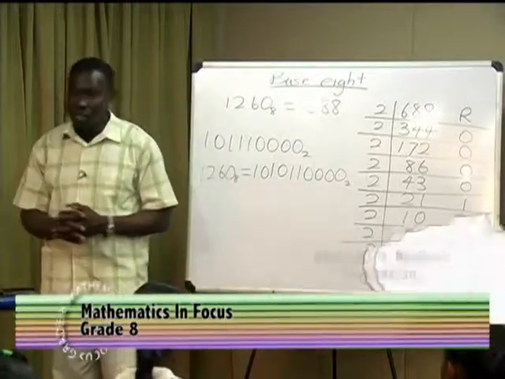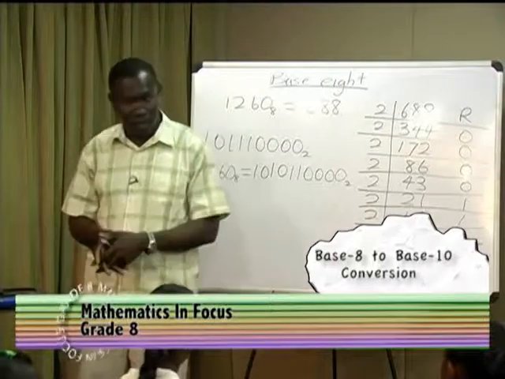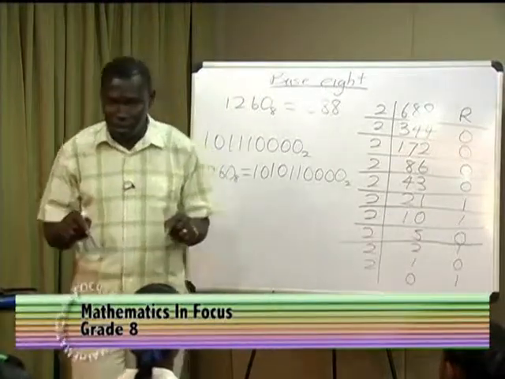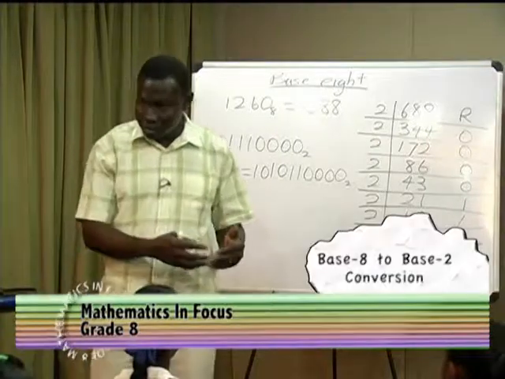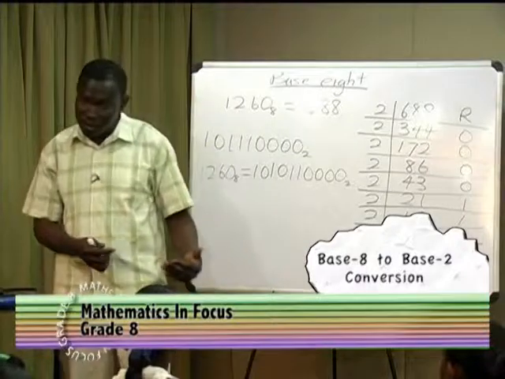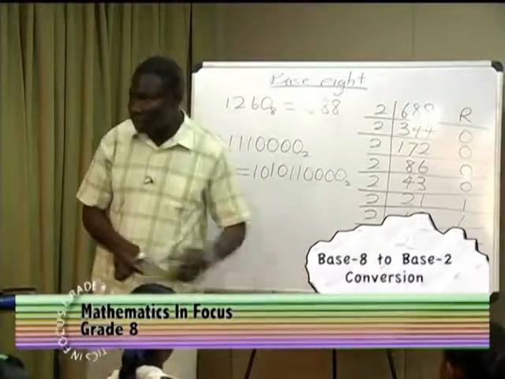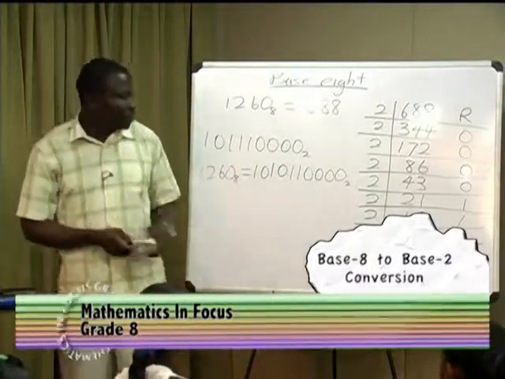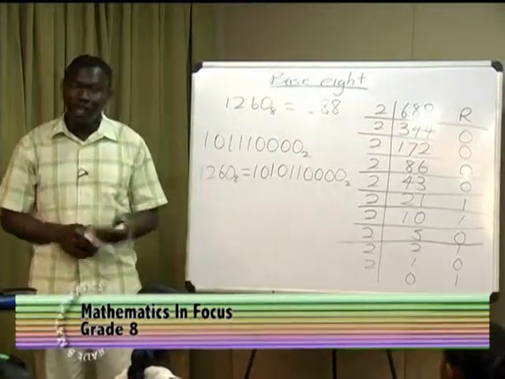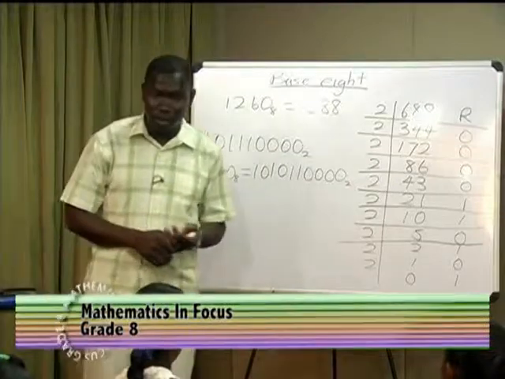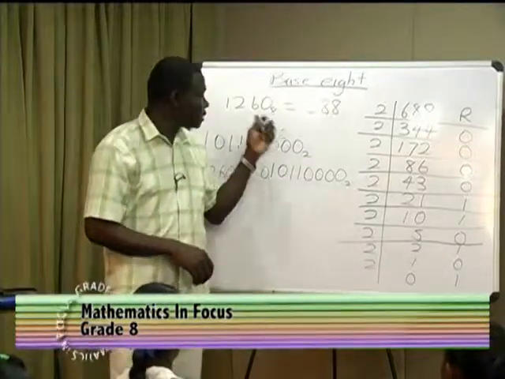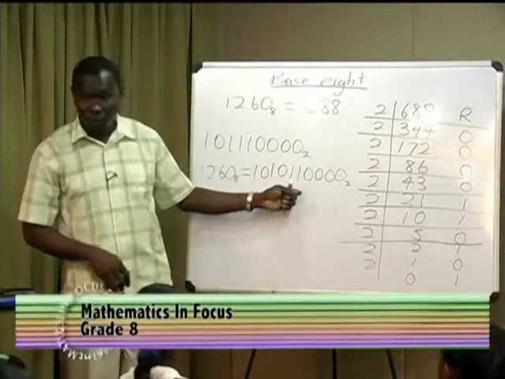And then we looked at how to change from a base 8 number to base 10. And then we pointed out that to change from base 8 to base 2, we pass through base 10. So we first take it to base 10 and then to base 2. Good. Well, I enjoyed working with these numbers today, and I trust that you also enjoyed working with these numbers. And I know that you have learned how to change from base 8 to base 2 in today's lesson.